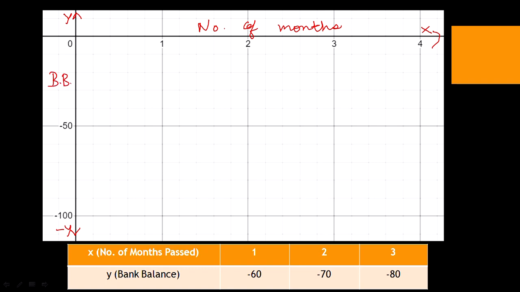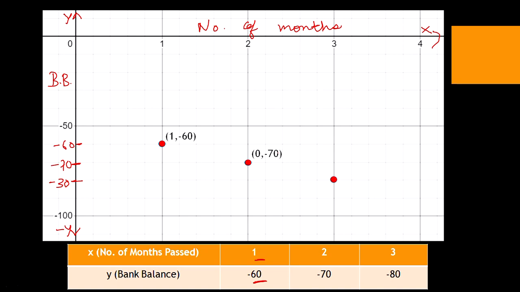Let's just call it BB, and I am not going to go through the whole process, but this would be the first point, which is 1 comma minus 60, and you can pause the video and verify it yourself. This is 1 and this is minus 60 right here. This one would be 2 comma minus 70. Minus 70 is there, and the last one is 3 comma minus 80. Confirm it yourself. Just pause the video and have a look at it.